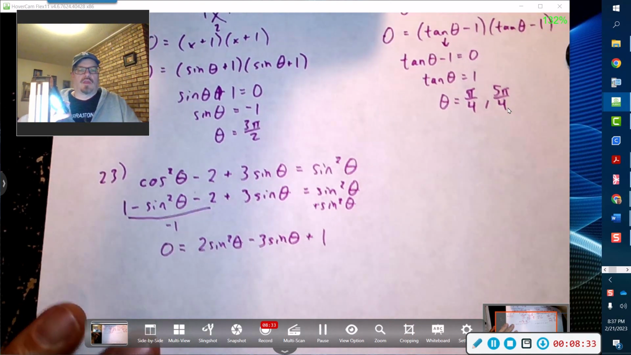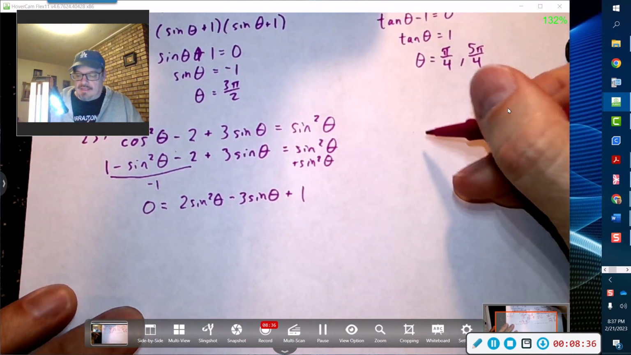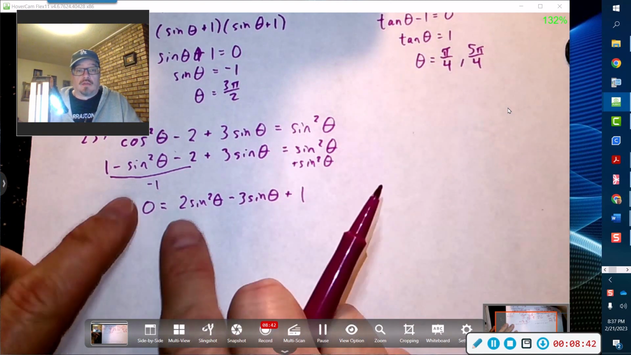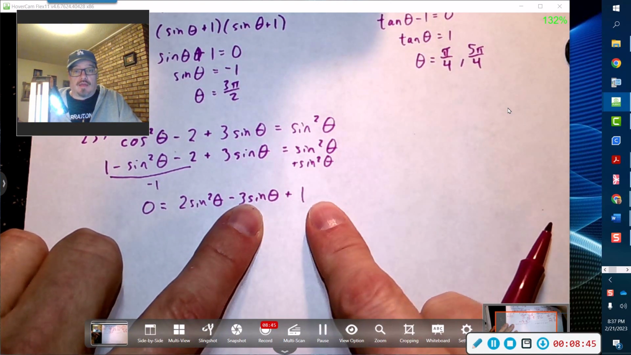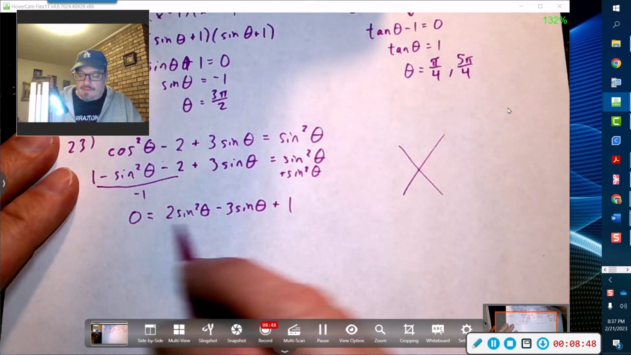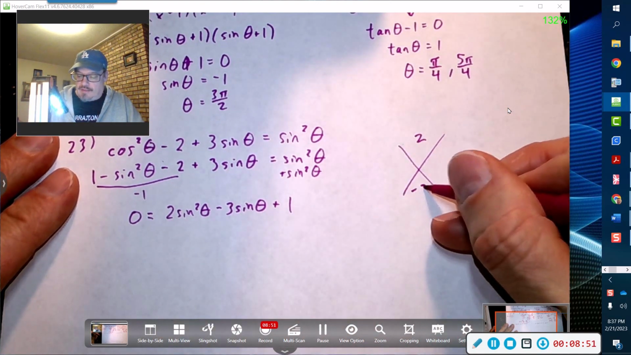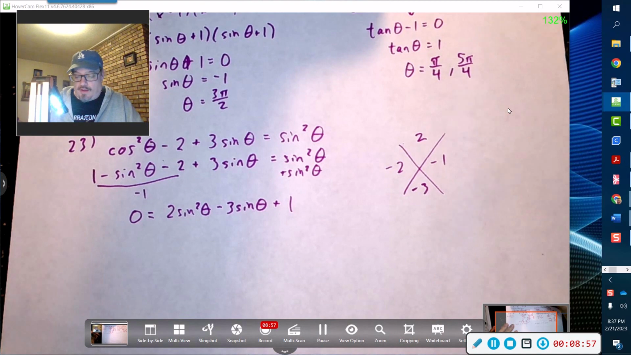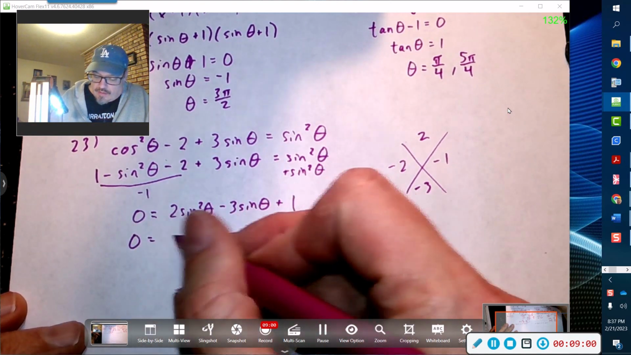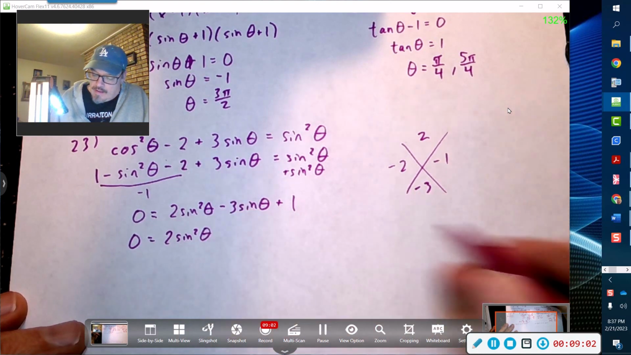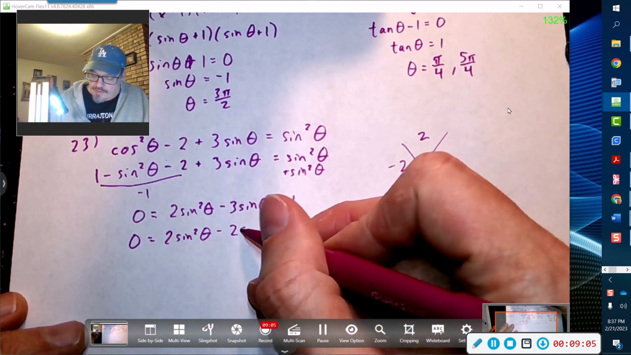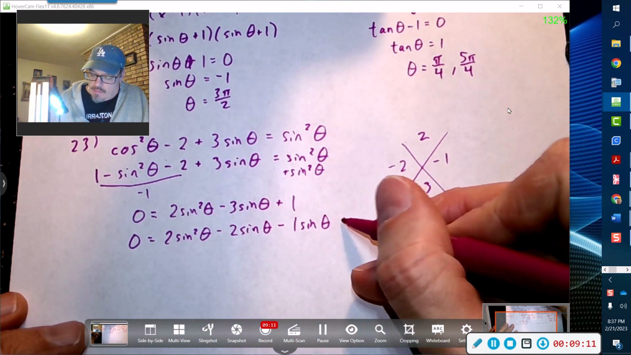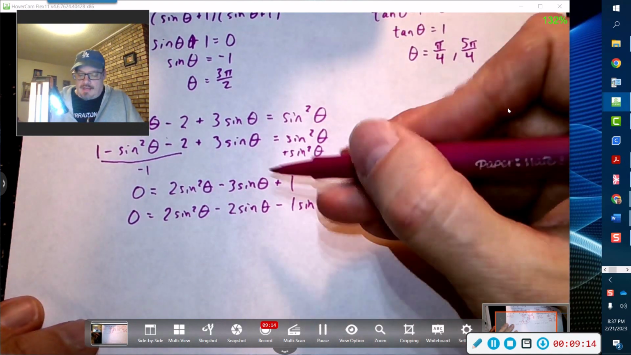Okay, so looks like we're doing the AC method. The AC method requires me to multiply the front and the back. Now this is just a straight up quadratic form, okay? Something squared, not squared, and constant. So I want 2 times 1, 2, -3. Factors of 2 that'll give me -3 is -2 and -1. Okay, so this means I got 0 minus 2 sine theta minus 1. I'll just write 1 plus 1. Okay, and now we're going to split it down the middle.